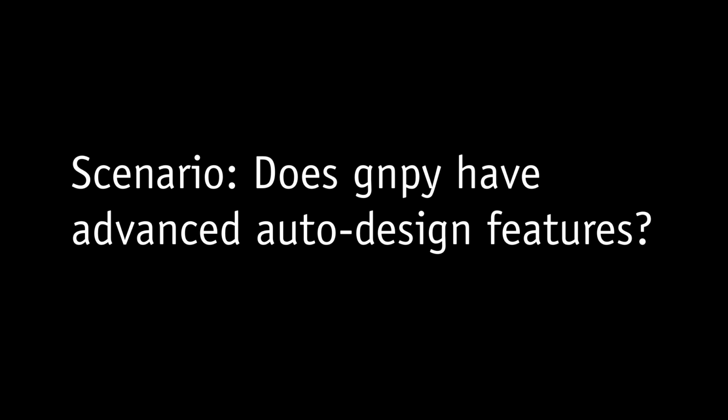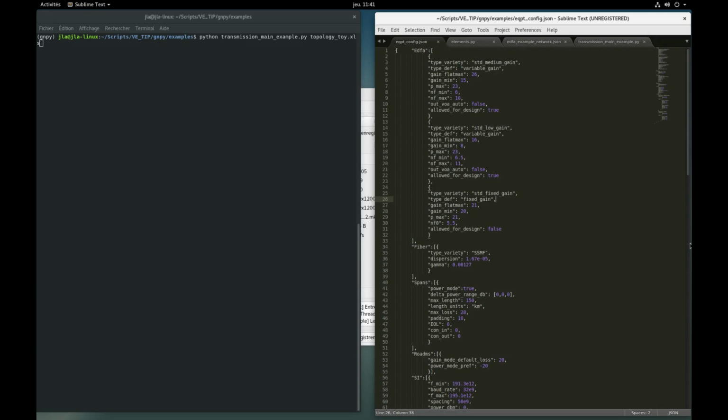In this video, we will see some of the more advanced auto-design features of GNPy and how they can be used to emulate specific engineering or just optimize the network performance. So we are going to look at the power per span optimization and amplifier output VOA. And we are going to compare the results with a CSV and an Excel graph.